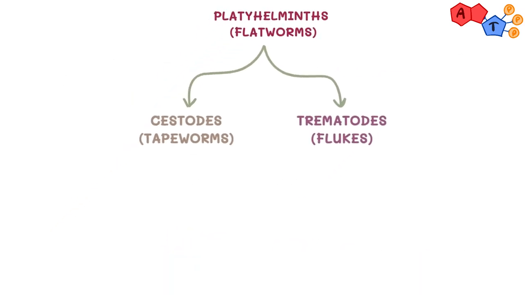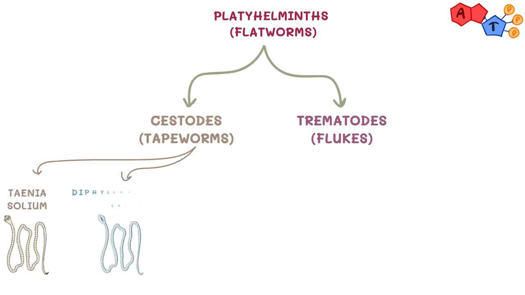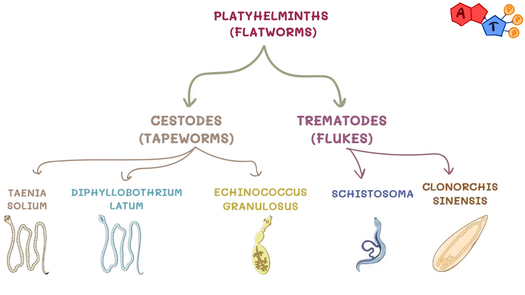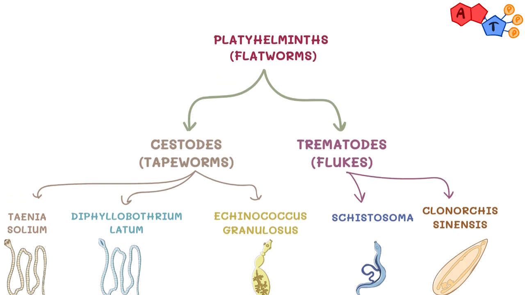Going back to our classification, under the first category, we have cestodes, or tapeworms if you wish. We will talk about Taenia solium, Diphyllobothrium latum, and Echinococcus granulosus. Whereas for trematodes, or flukes, we will talk about Schistosoma and Clonorchis sinensis. Please keep in mind that these two categories do not only include the species that we just mentioned, but these are the ones that we think are commonly tested in board examinations.